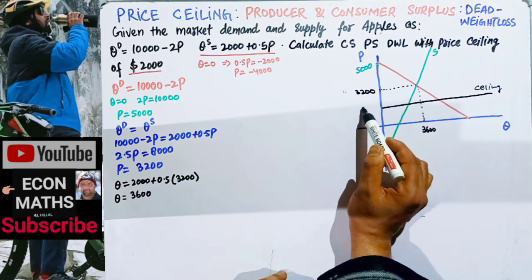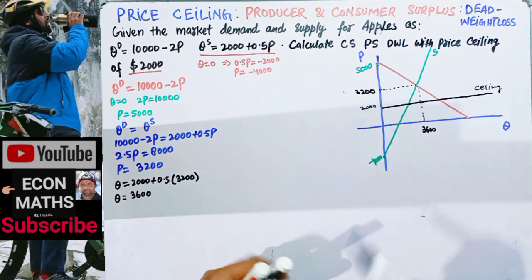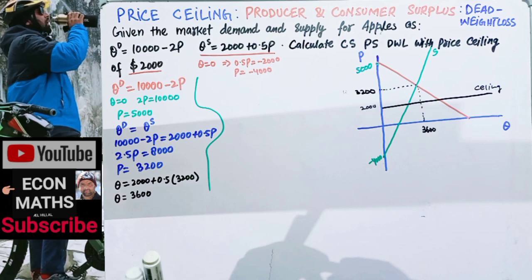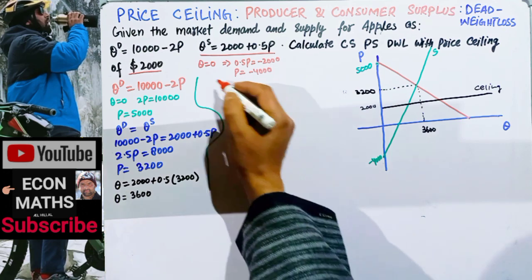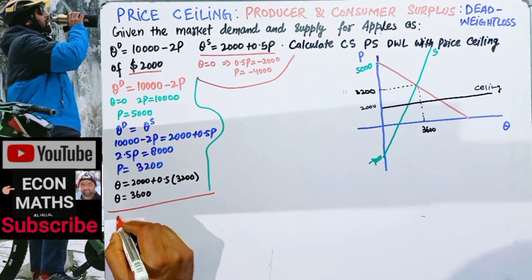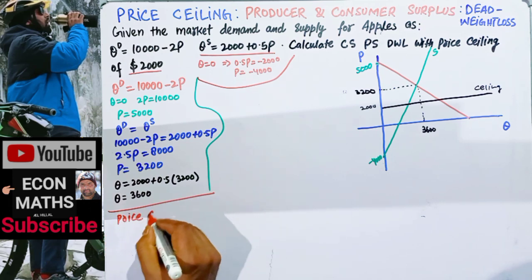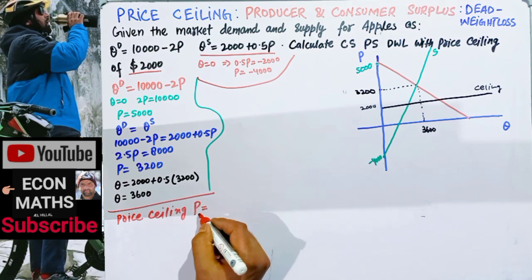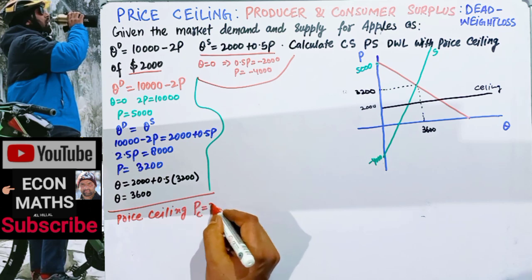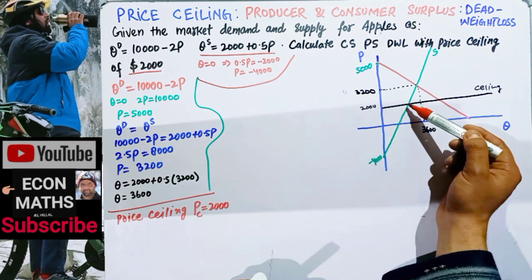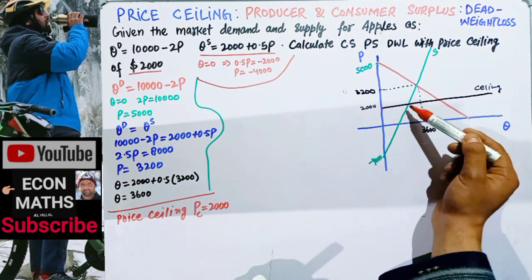Okay, it is 2000 here. In case of price ceiling, we need to find out the quantity demanded and supplied. Okay, so we find, in case of price ceilings, and let me write it here. When there is a price ceiling, that means P will be equal to P subscript C, this time 2000. It is being given to us. When the price ceiling is 2000, we need to find out the quantity demanded and supplied.